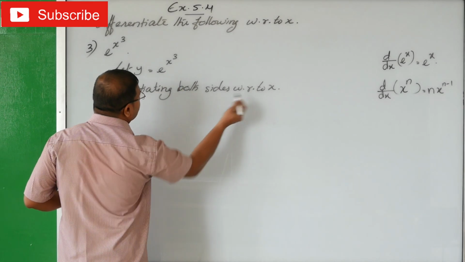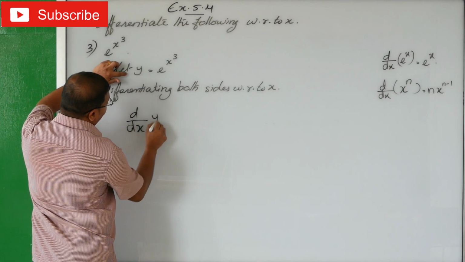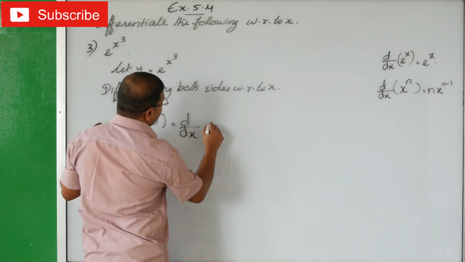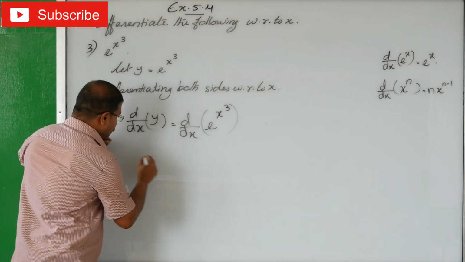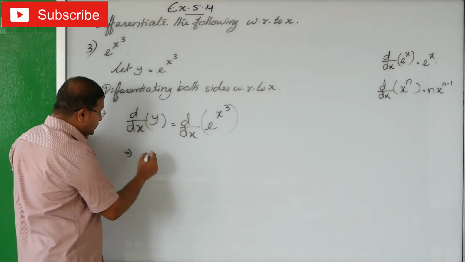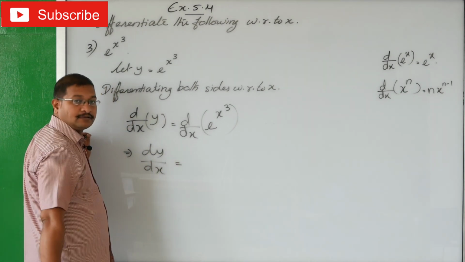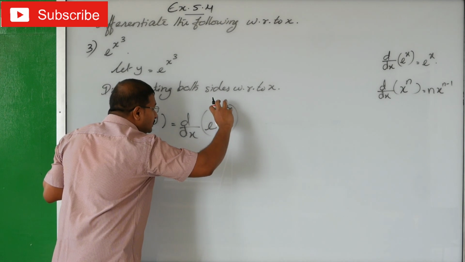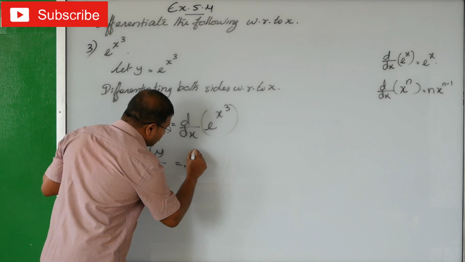Differentiating both sides with respect to x. Derivative of y equals derivative of e raised to x cube. This implies dy by dx equals derivative of e raised to x. First we will consider this as e raised to x, that means e raised to x, where x means x cube.